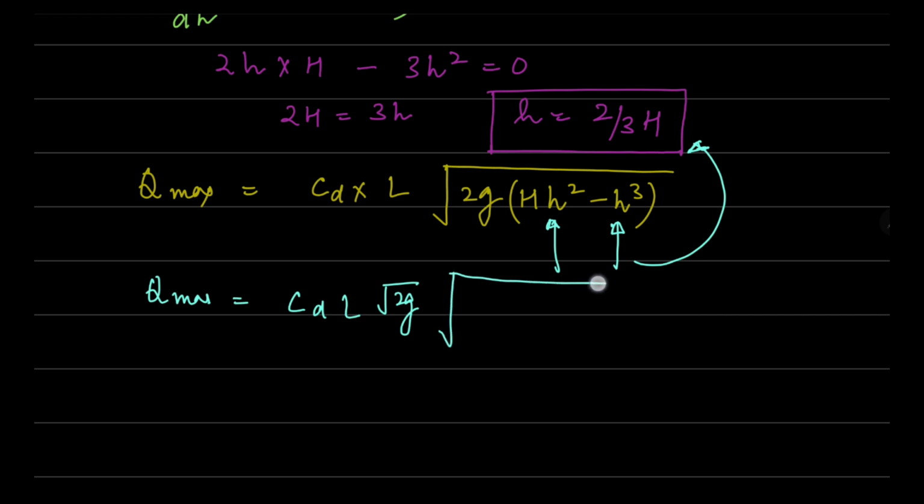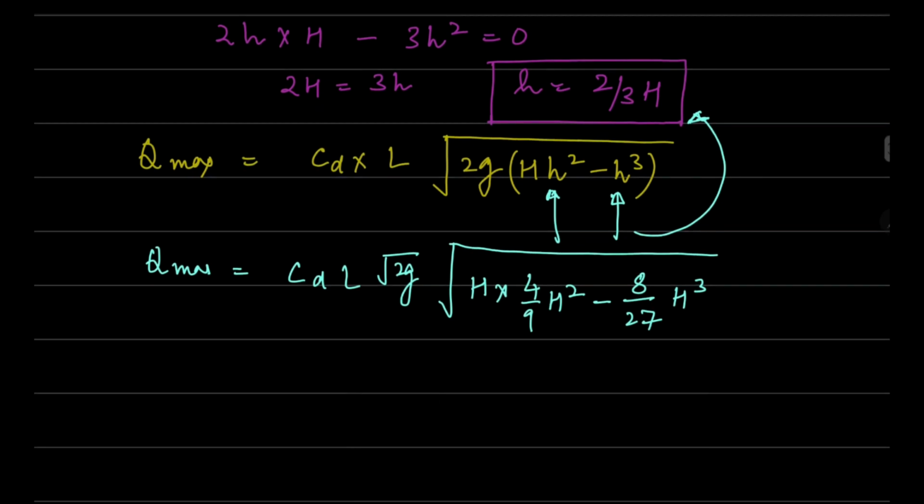And inside, if we replace the small h with the 2 by 3 times of capital H, this will look like h multiplied by 4 by 9 H square minus, so this is h cube, so this will be 8 by 27 H cube. So if we simplify, this equation will look like CD multiplied by L under root 2G, 4 by 27 H cube under root.